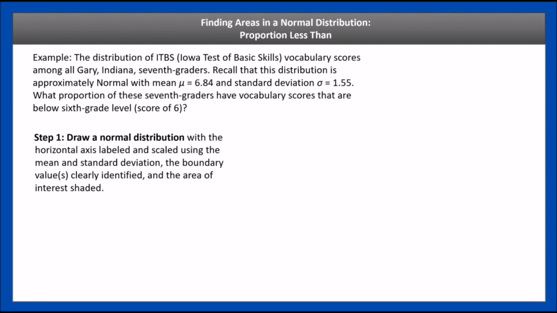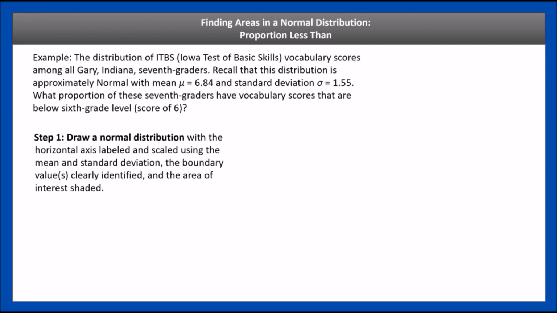So if I look at the ITBS example, remember we said that it was approximately normal, right? Because it was a histogram that was approximately normal. So we can model it with a normal distribution. The mean is 6.84, standard deviation is 1.55. What proportion of these 7th graders have vocab scores below 6th grade level? In this case, 6th grade level is a score of 6.